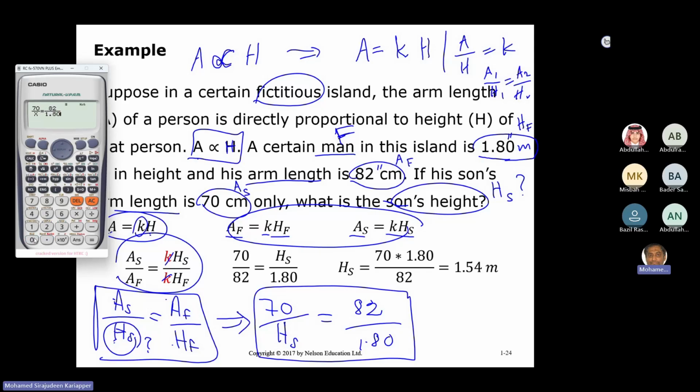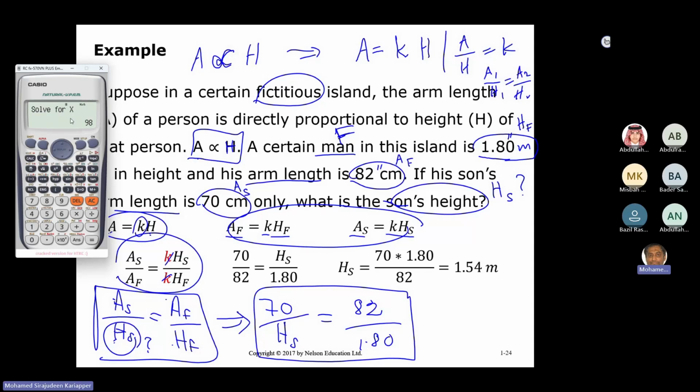Again, put this fraction, 82, come down, 1.80. That's it, solve this equation. So see, you don't even have to worry too much about converting. The 70 and 82 are in the same unit, centimeters, and 1.8 is in meters, so the X will come out in meters as expected. Now how do you solve this? Shift calc.